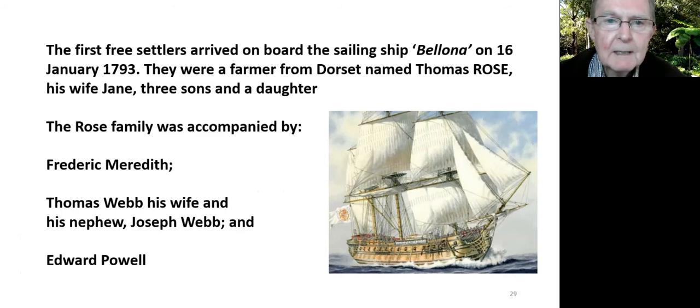The first free settlers arrived on board a sailing ship, the Bellona, on the 16th of January 1793. A farmer from Dorset named Thomas Rose, his wife Jane, 3 sons and a daughter. And they were joined by Frederick Meredith, Thomas Webb and his wife and his nephew Joseph, and Edward Powell.